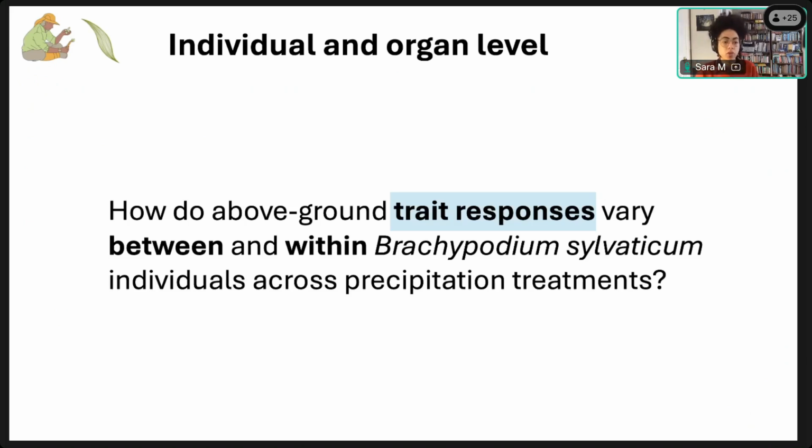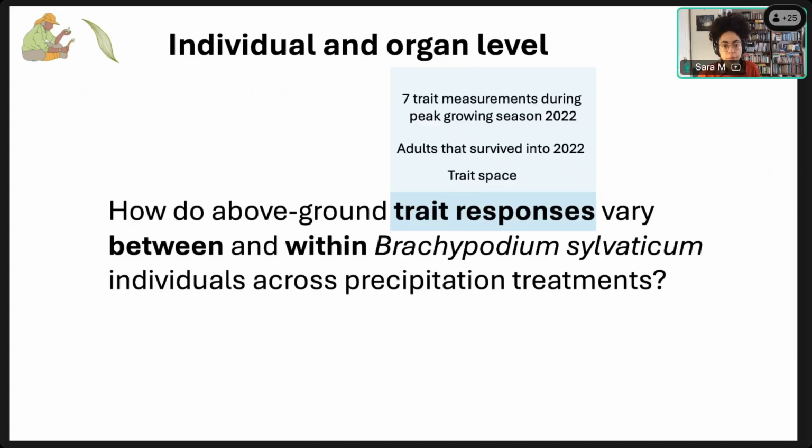This is the last one, looking at traits, and this is looking at individual and organ level. So here I was interested in looking at above ground trait responses and how they vary between and within Brachypodium sylvaticum individuals across the precipitation treatments. It's important to note I used the survivors from the demographic study, so there's a slight survival bias there, just to keep that in mind. That involved various trait measurements during the peak growing season in 2022, and as I said before, it's the adults that survived into 2022, and also looking at the trait space.